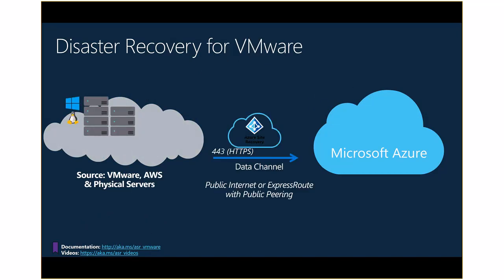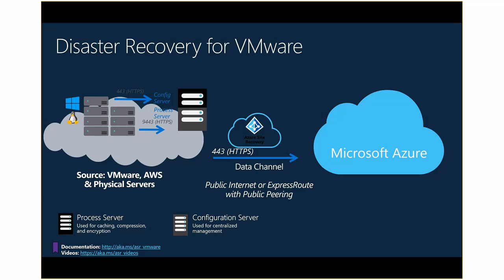Now, VMware works a little bit differently. For those that are VMware customers on-prem today, Microsoft does require you to deploy, and these can actually be combined now in a single server, depending on the sizing, these roles called the process and configuration server. The process server actually just houses the cache data from the VMware storage and tracks the changes for any new changes that are happening in the Azure data stores. The configuration server is just used for centralized management. So this is kind of the management point. And again, depending on the size of the deployment, these can actually be combined into one role.